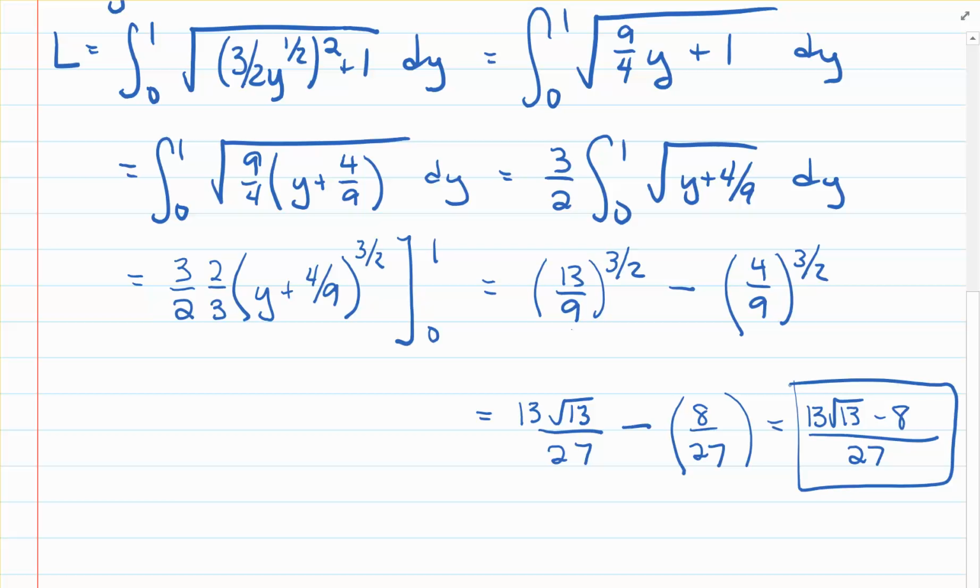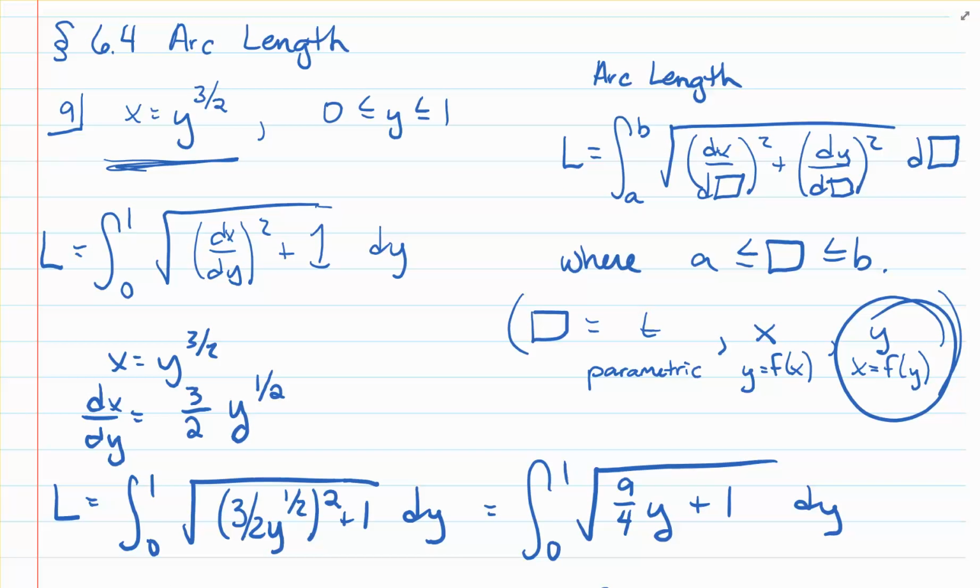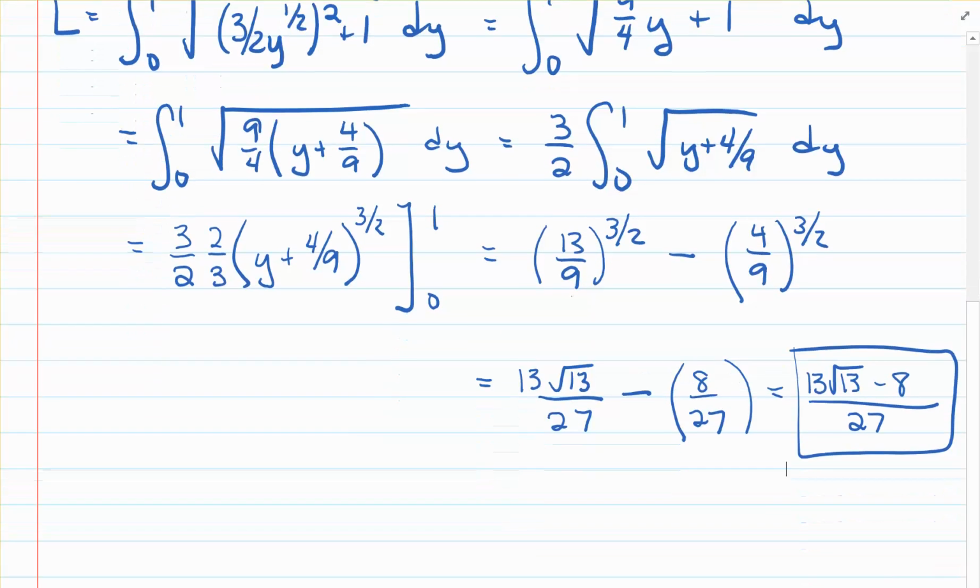This is the length of the curve x equals y to the 3 halves power, when y ranges from 0 to 1. I can also take a second to talk about the different forms of the answer. So this last one is what we would call the final answer. This is an exact answer, as opposed to a decimal value. This is an exact value. If I plugged it into a calculator, I could get a decimal value, but we generally like the exact one better.